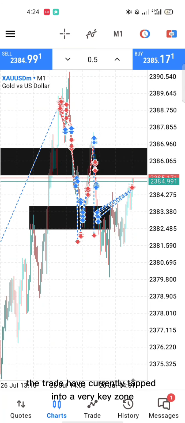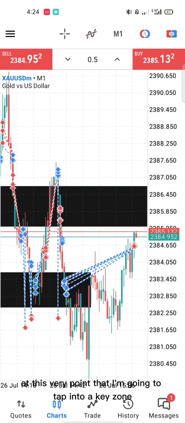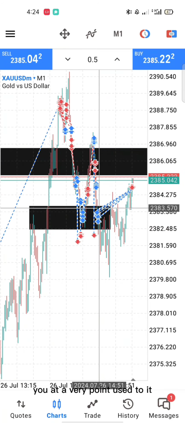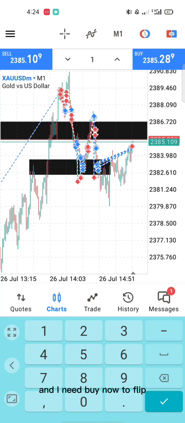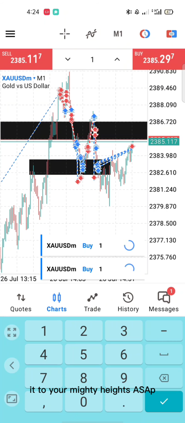The trade has currently tapped into a very key zone at this very point. So this trade is now going to take out this very high, and I enter a buy now to flip it to a mighty height ASAP.